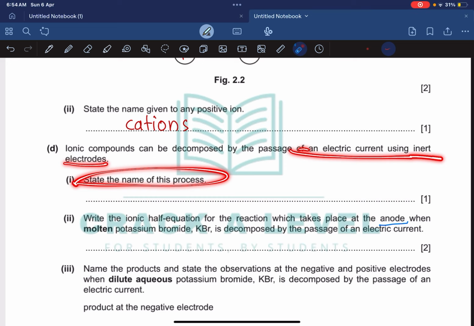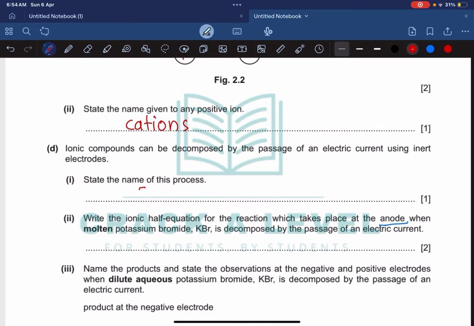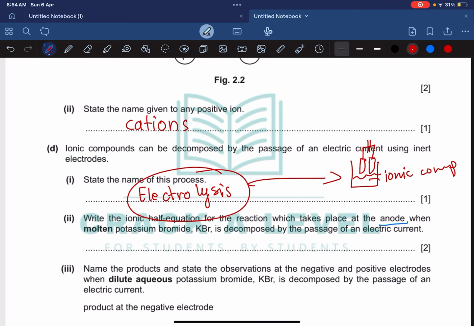So what you're doing is passing electric current and using electrodes. So what is this process called? That's simple and easy. That is your electrolysis. In electrolysis, you take a container and you have your electrodes, and then you pass electricity through the solution and break it down. This is an ionic compound solution, either molten or aqueous, and basically by using this electrolysis process you break down your ionic compounds.